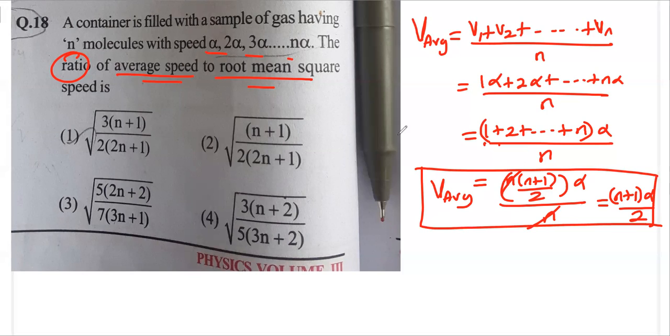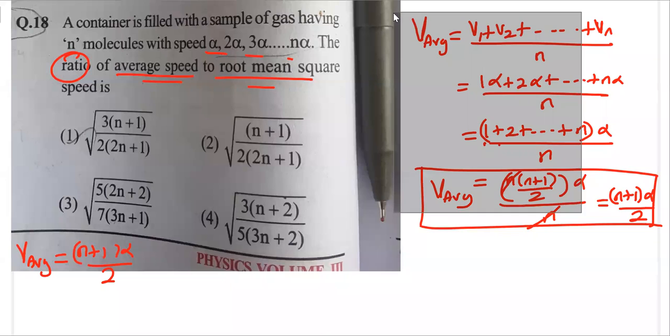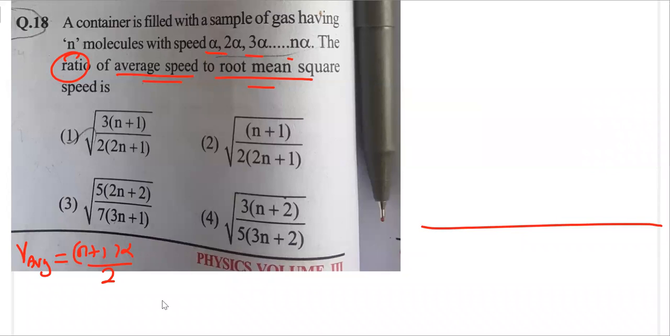And now I have to find RMS. Maybe I'll note it down here because I won't have space. So V average, what I have figured out is n plus 1 alpha by 2. Okay, now I have to go and calculate RMS speed. RMS again we have done in the kinetic theory class.